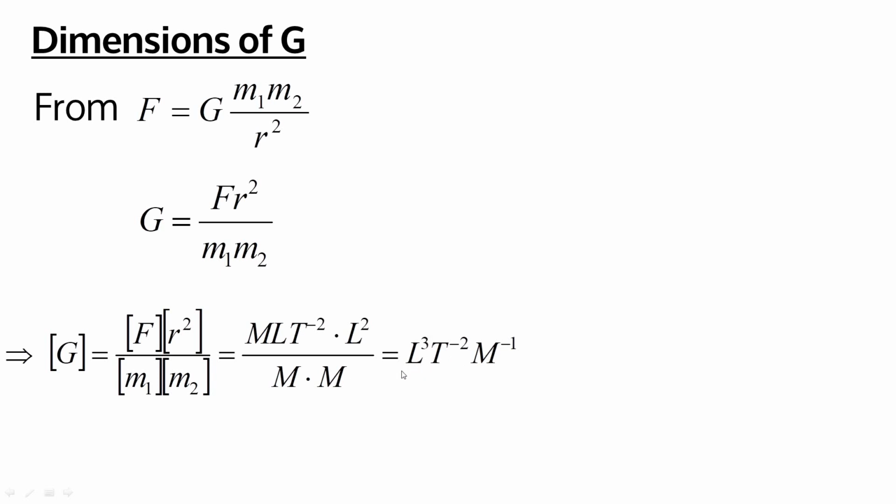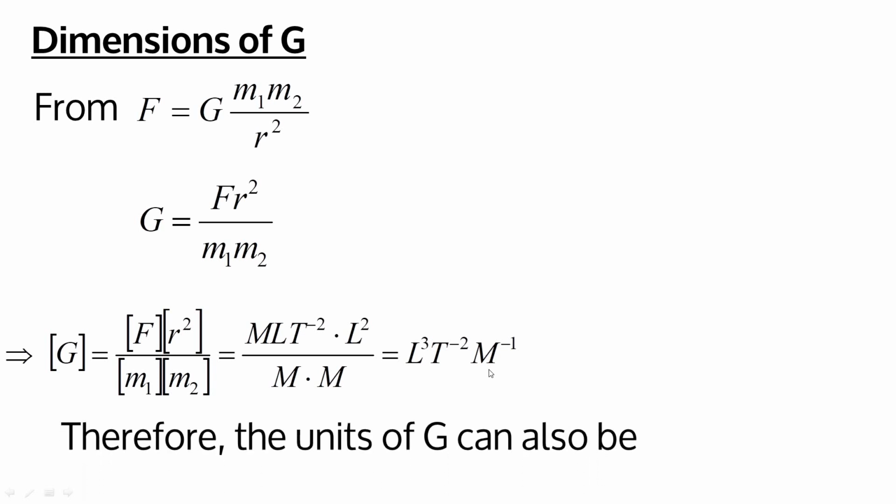Actually, you can even use this to get the units very easily. These are the dimensions of the universal gravitational constant: L power 3, T power negative 2, and M power negative 1. So the units of G can also be meters cubed, per kilogram and per second squared. This is also similar to what we wrote previously. We said N, you can have the newtons.